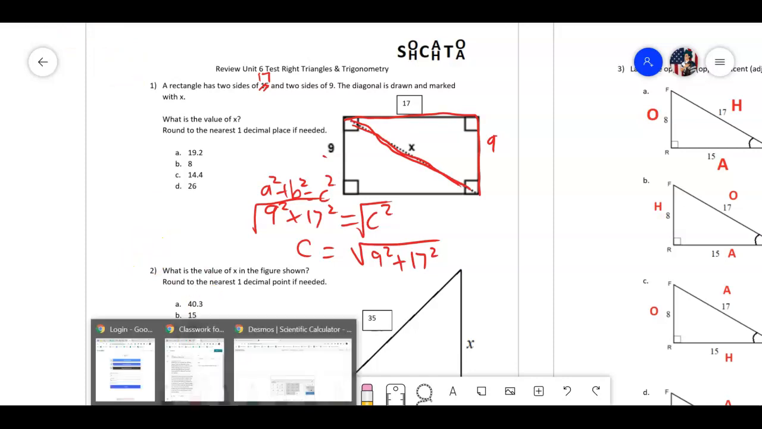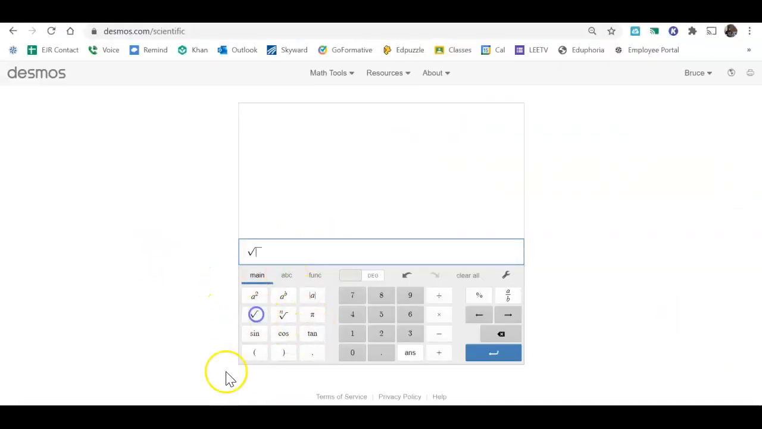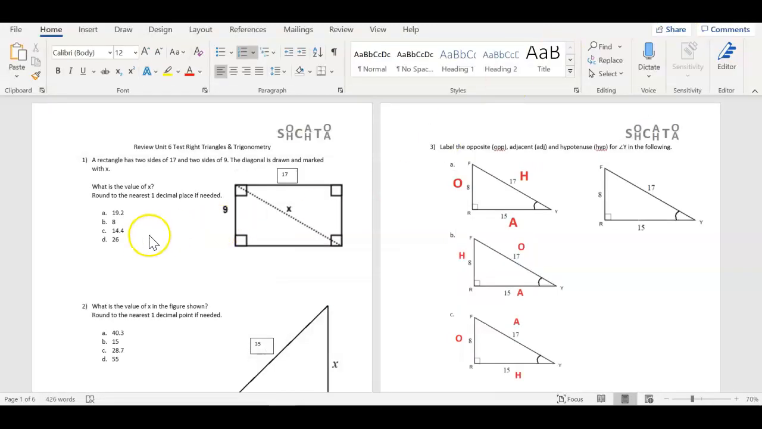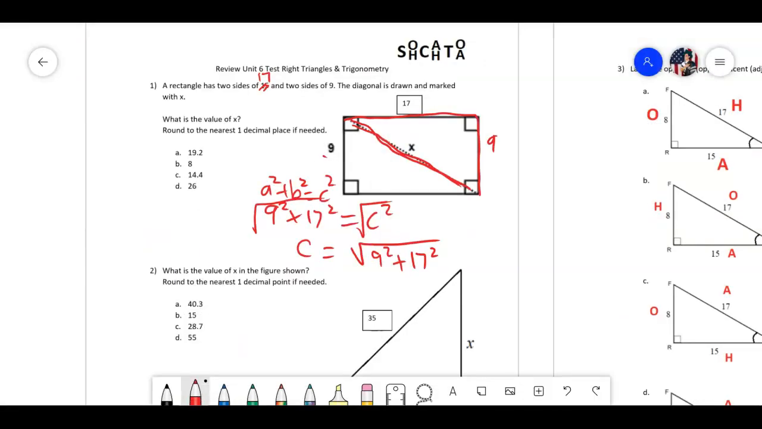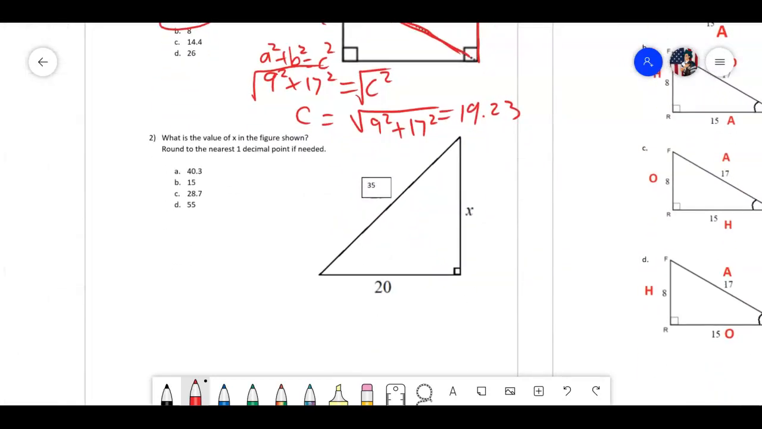Now we can do that in our Desmos calculator. So again, square root, 9 squared plus 17 squared. There's a squared button right there. We get 19.235. Okay, the closest answer would be letter A. So remember, Pythagorean theorem, it's a squared plus b squared equals c squared, and the hypotenuse across from 90 degrees is c.